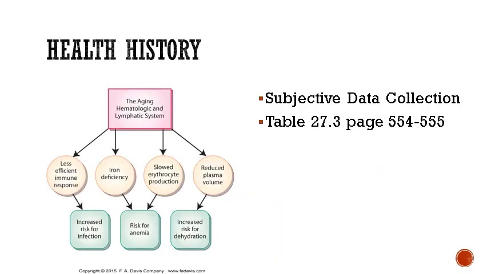Health history. So when we are assessing our patients related to hematologic and lymphatic systems, we need to collect subjective data. Remember, subjective data is what the patient says. Table 27.3 is where you're going to look for this. And what we're trying to collect from our patients is: why are they seeking care?